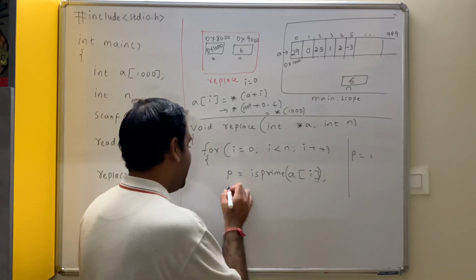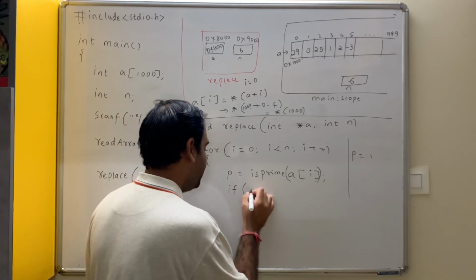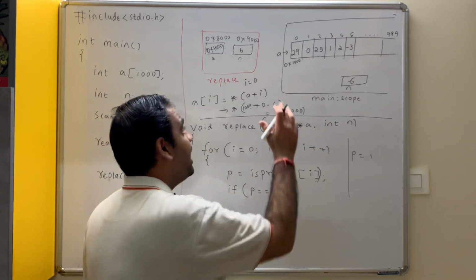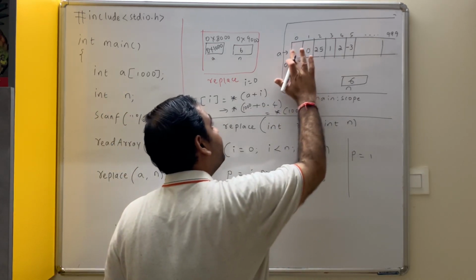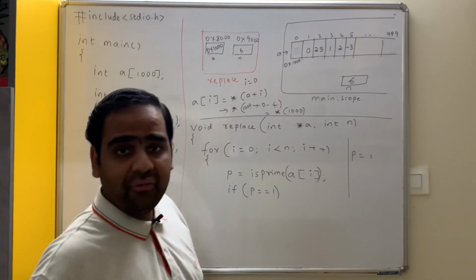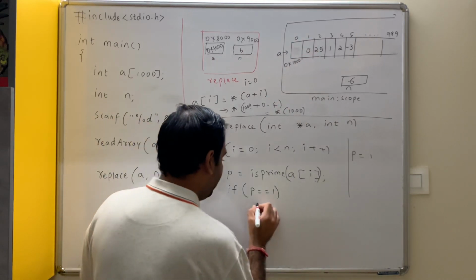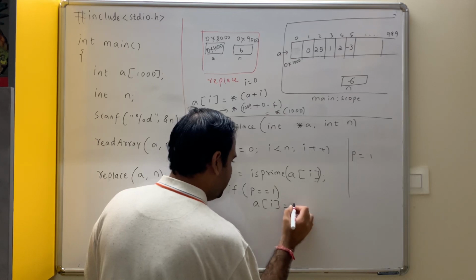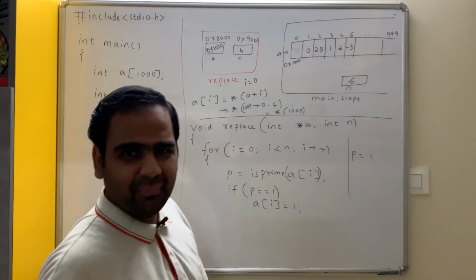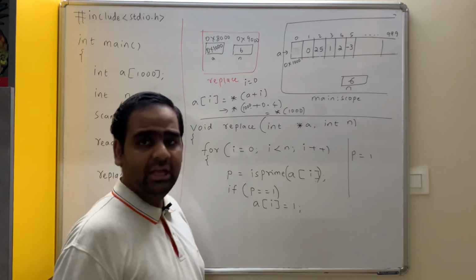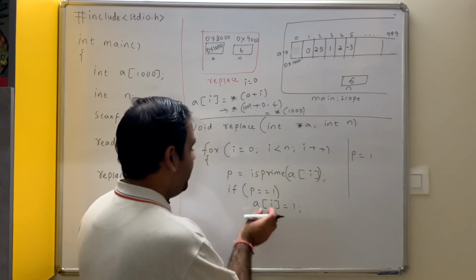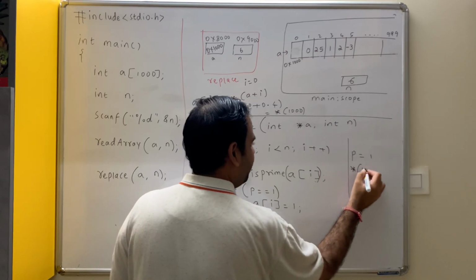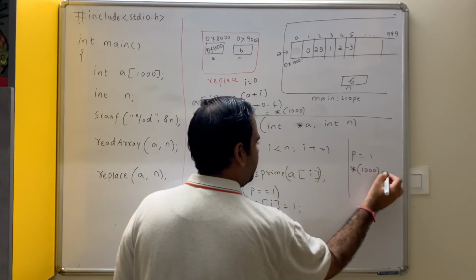Now if the value of p is 1, what shall I do? I have to replace this 29 by 1. And how do I write? I say a of I is equal to 1. There is a better way of writing it, but let it be a of I is equal to 1. Now what is a of I? A of I is nothing but star 1000. Already have worked it. Therefore it says star 1000 is equal to 1.